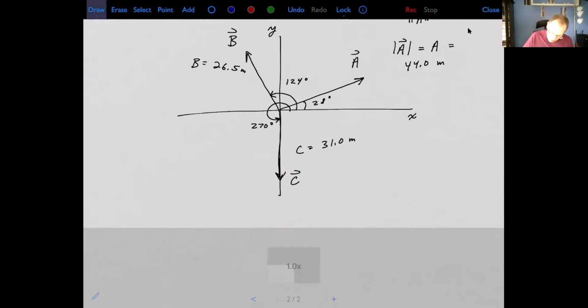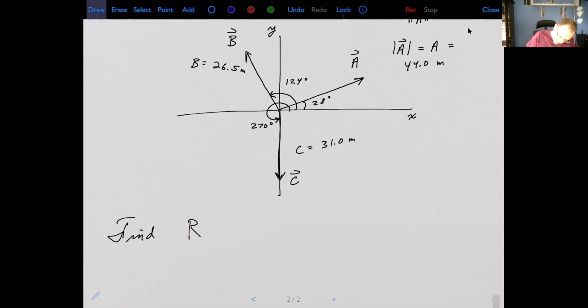Okay, so now what I want to do is add those three vectors together. Let's say we want to find the resultant vector R, which is A plus B plus C. All right, so the way that we should start this is we should find the components of each vector. Find the x and y components of vector A, of vector B, and of vector C, and then to get the resultant vector, we need to add those components together. You add all the x components together, you add all the y components together.